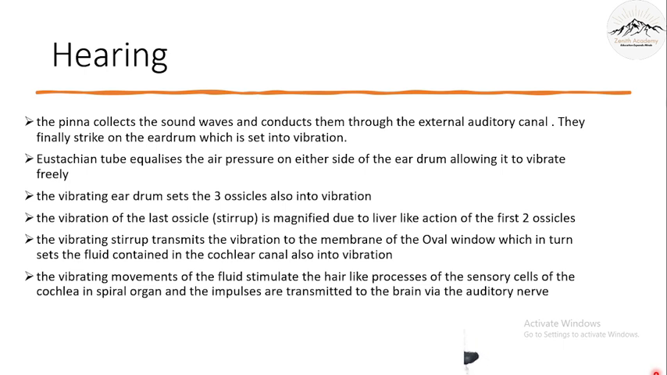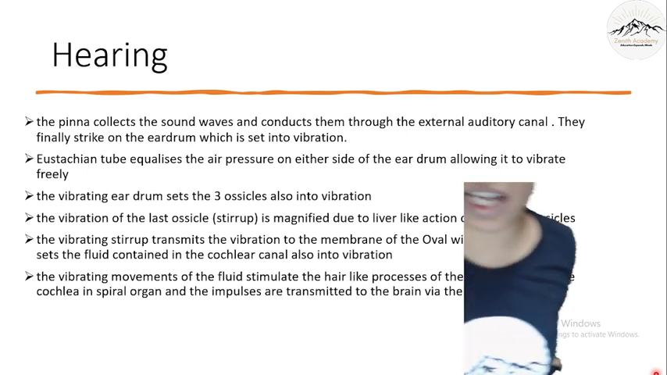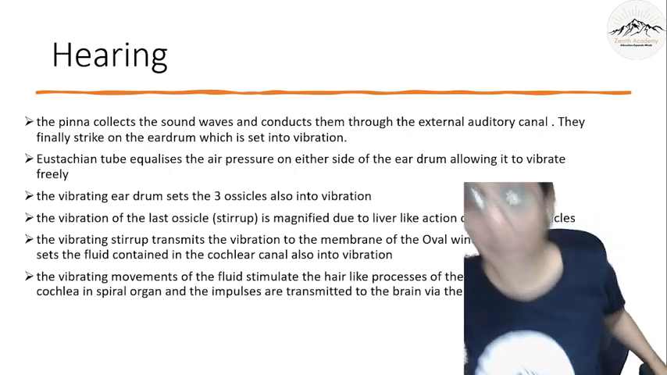So in the last line, you remember, hair-like processes of the sensory cells of the cochlea in the spiral organ are stimulated. What is that organ? That is known as the organ of Corti, right? I hope this is very clear to you. Now I'm back.